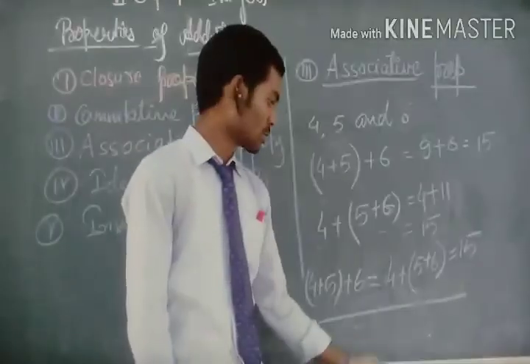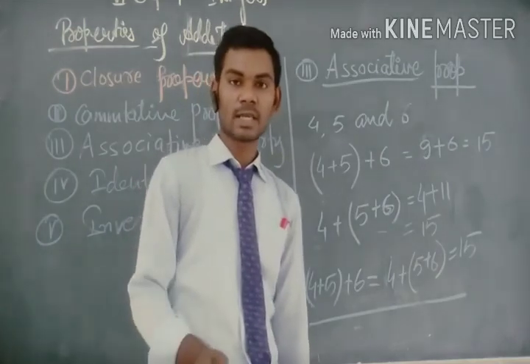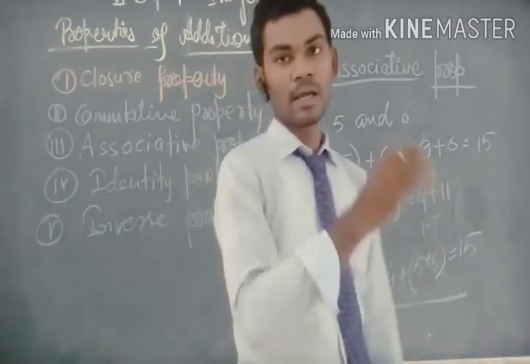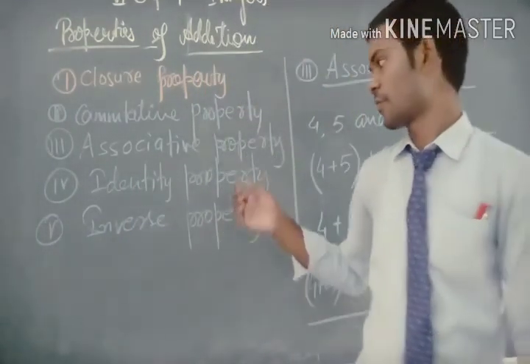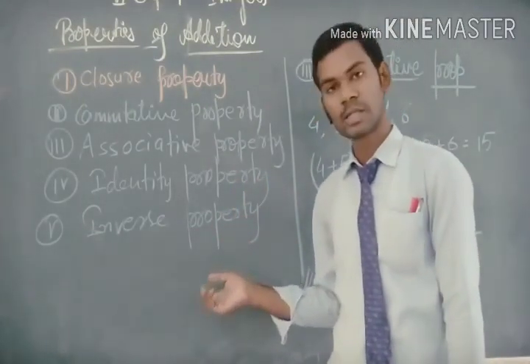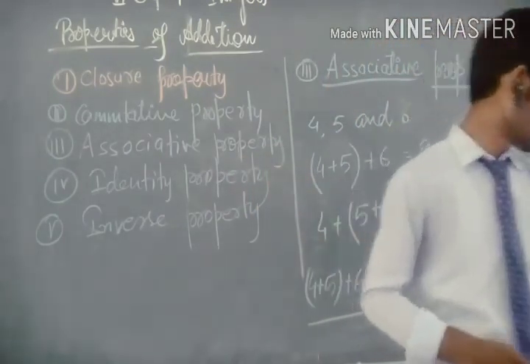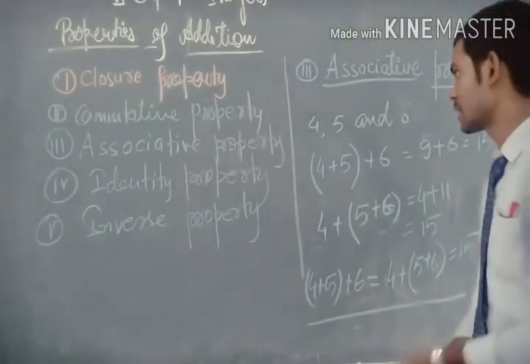Okay students, so this is the associative property. Now let us see the next, the identity property, which is very important. The inverse property is not to be seen here in your syllabus. So let's see the next and the last property, which is known as the identity property.